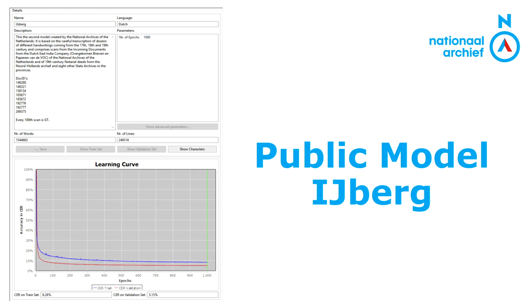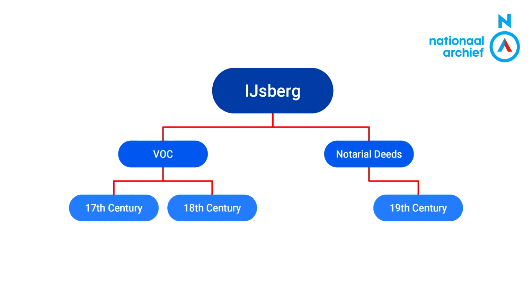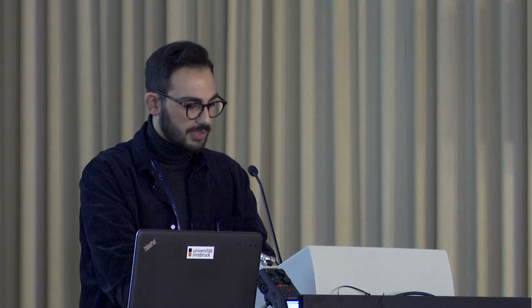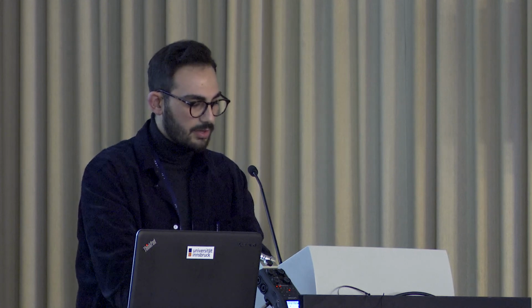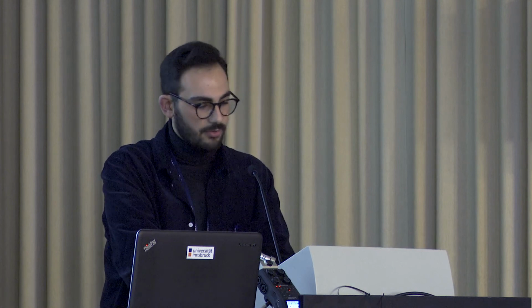Model Iceberg summarizes more than 1.5 million words and more than 800 different handwriting styles, around 5 scans per handwriting type. In order to reach a point where we would be able to produce a reliable model like this, we created many datasets with various material. This way, Iceberg is a dynamic combination of 2 models that respectively have been trained with VOC documents from the 17th and 18th century and notarial deed documents from the 19th century.